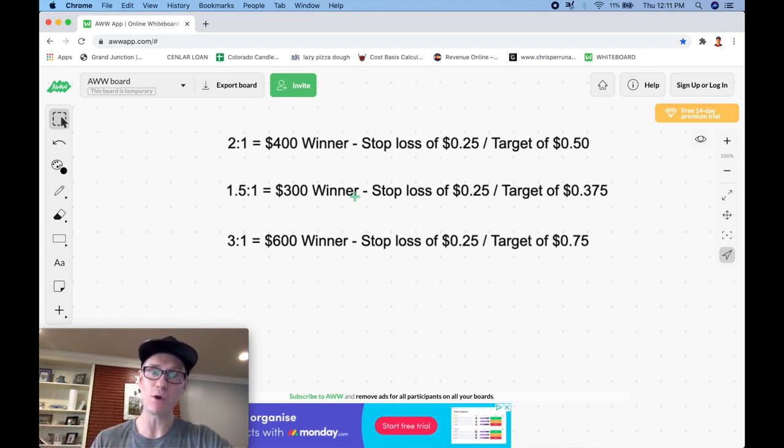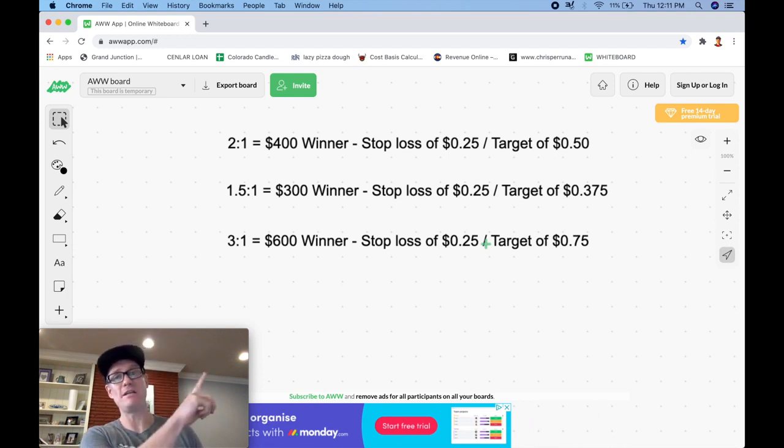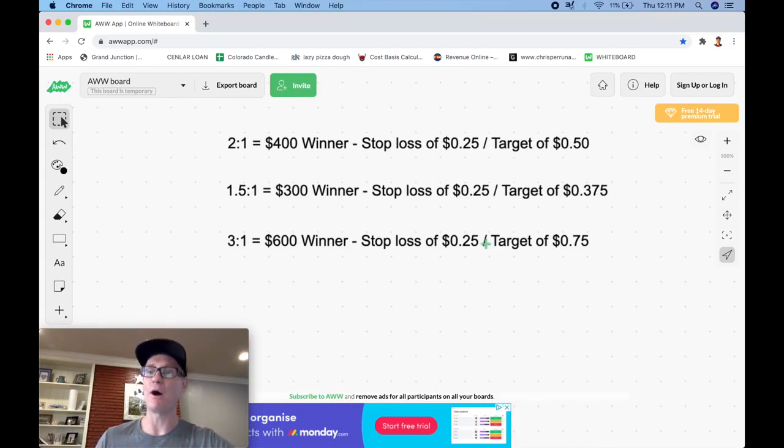Now for the final one, let's look at the 3 to 1. The 3 to 1 is pretty impressive because it's going to pay $600 for each winner, but it's going to have to go 75 cents. It's got to go 3 times what the stop loss is. And if you don't understand how to calculate your stop loss and your take profit and your number of shares you should be taking so that you can control your risk, I'm going to pop a video up here in the corner. Check that video out. That'll really help you with figuring out how to predict or come up with your exact share size.